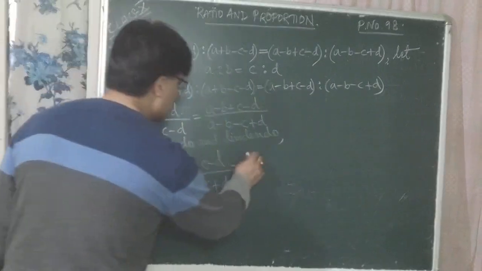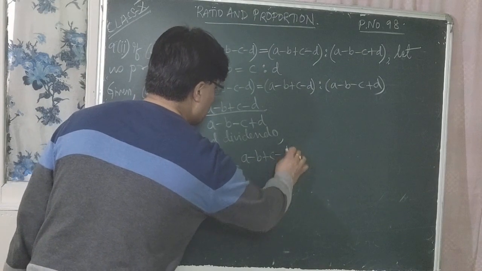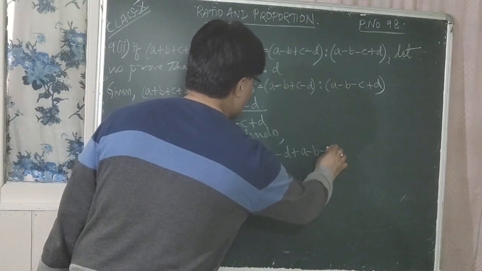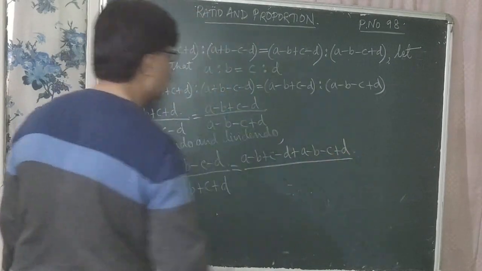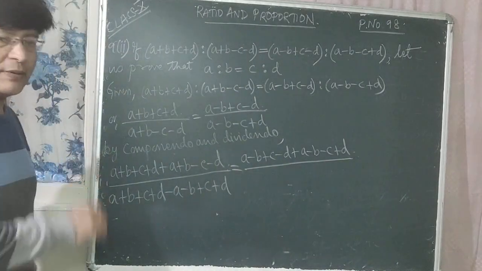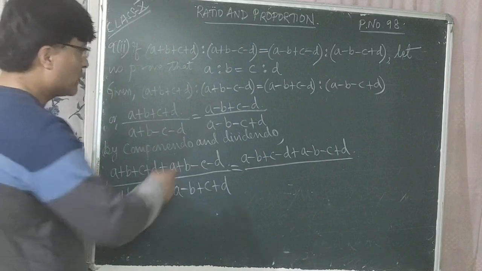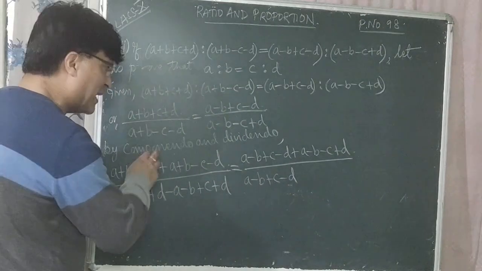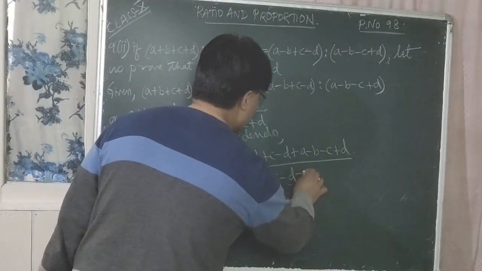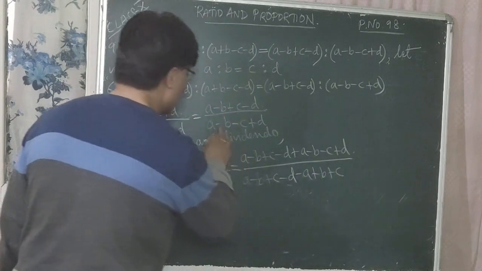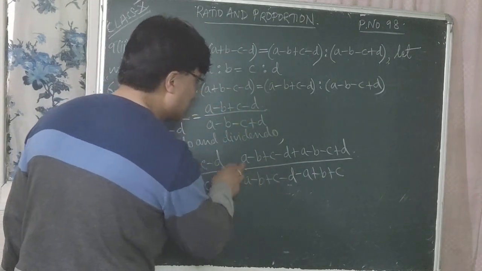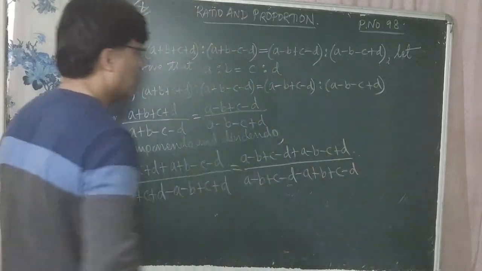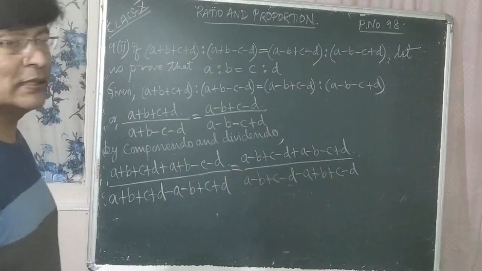What is numerator? A minus B plus C minus D, plus, what is the denominator here? A minus B minus C plus D. This whole divided by numerator minus denominator. So what is numerator here? A minus B plus C minus D, minus denominator. What is minus denominator? Minus A plus B plus C minus D. Because of the minus sign, the sign will be changed for the denominator. Is that clear now? So let's simplify it.